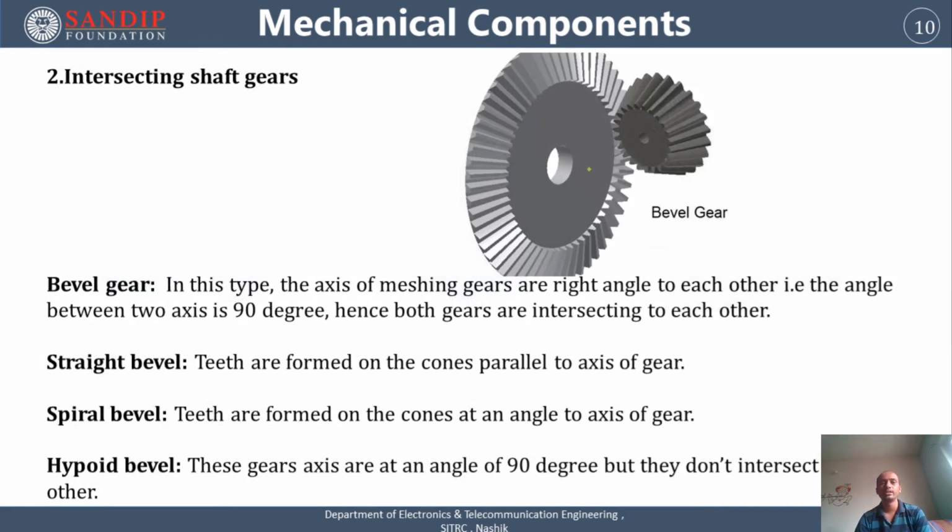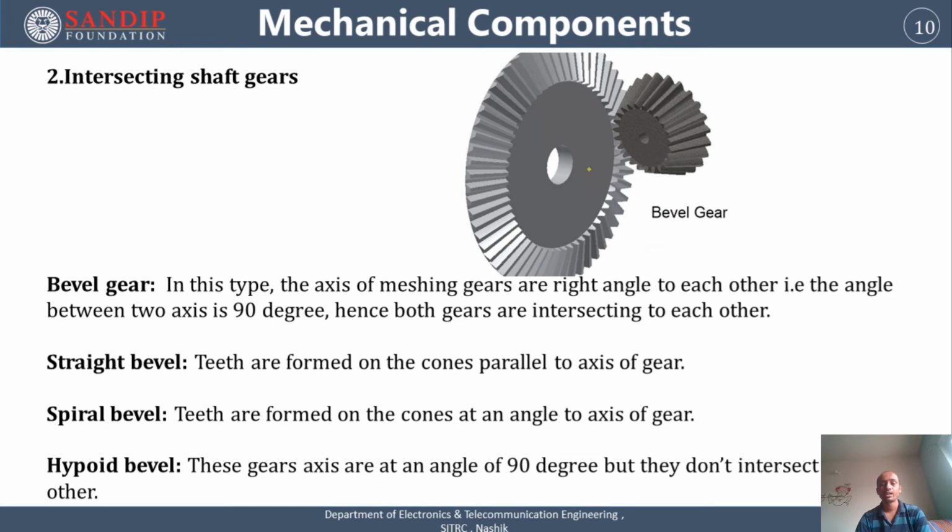The second type is intersecting shaft gears. In intersecting, what happens? The teeth of the two gears are intersecting with each other for transmitting power from one position to another position. Let's see the examples. What are the intersecting shaft gears? Bevel gears are the best example.